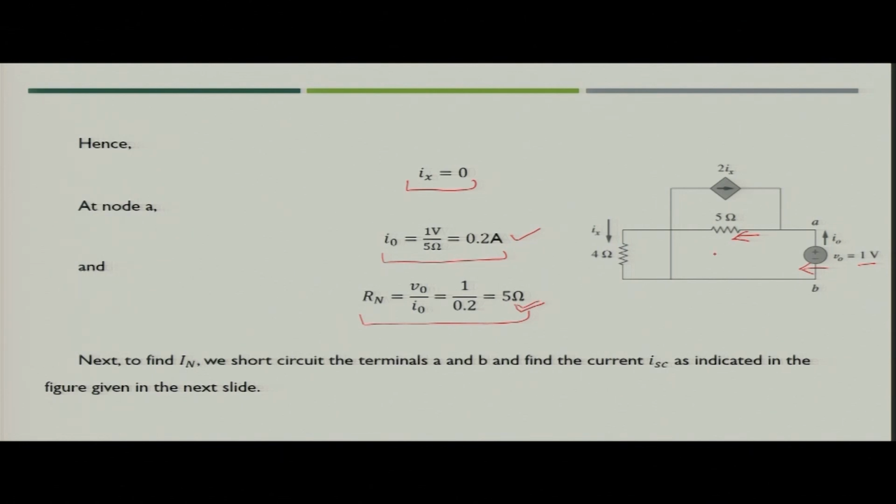So, you can just cross verify that what you have got from V naught upon I naught is nothing but 5 ohm, which you can find out through inspection also. Now, the next task is how to find out the value of IN, that means the short circuit current flowing through the short circuited terminal AB.